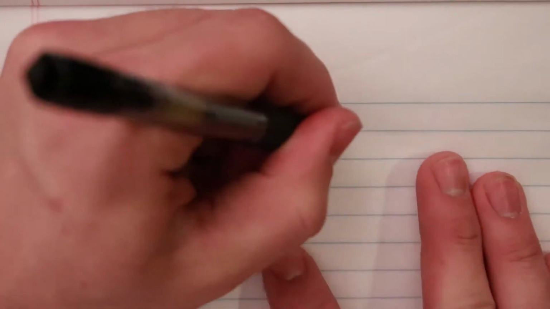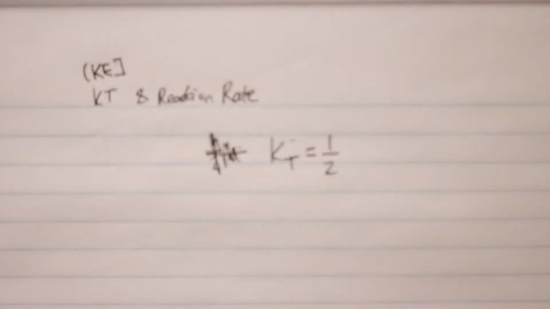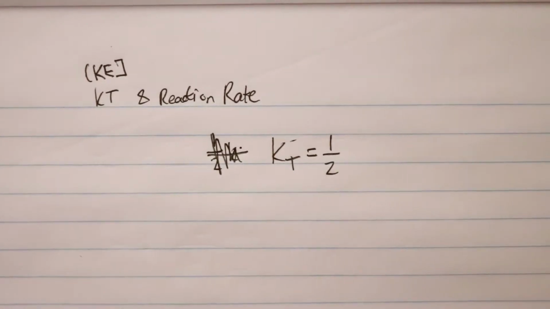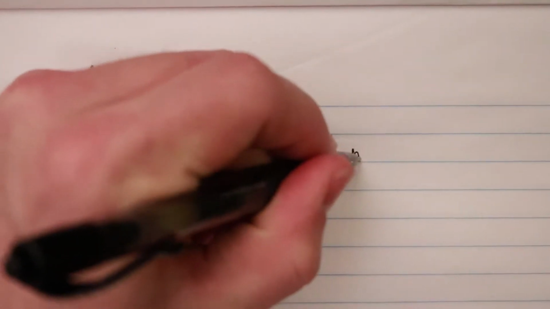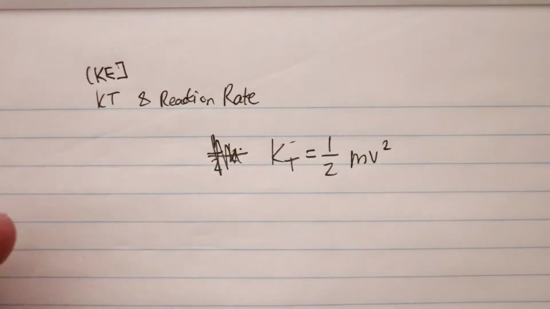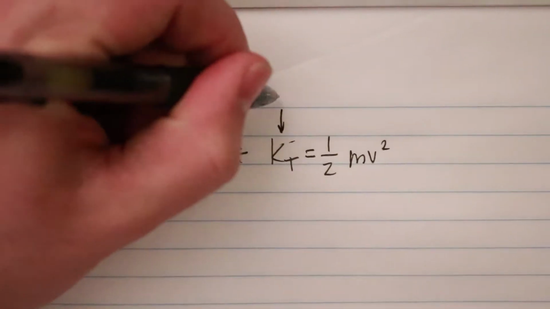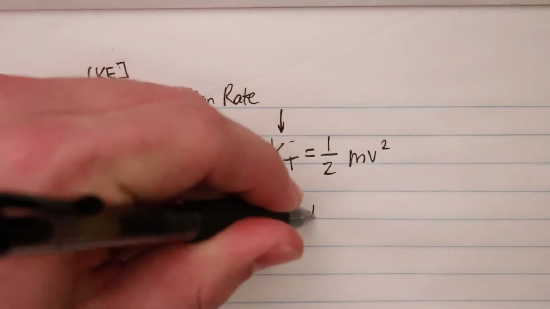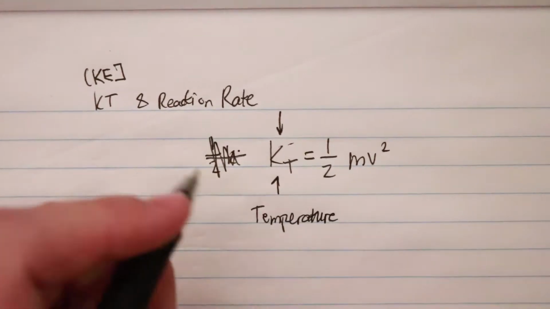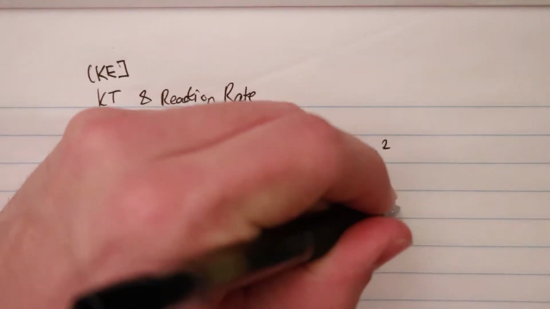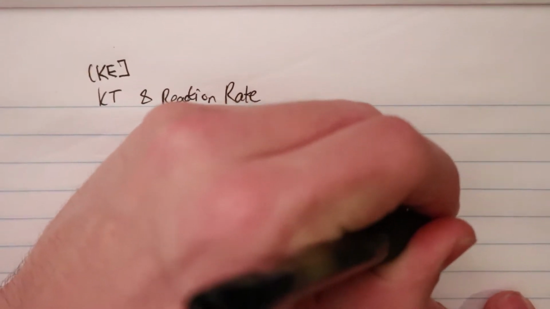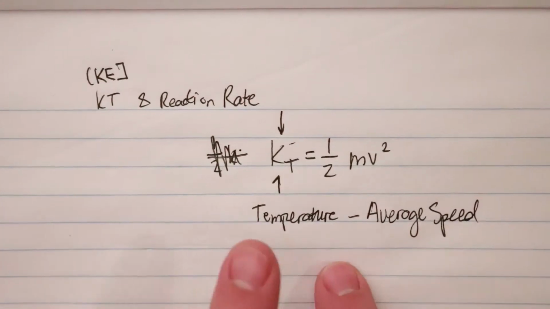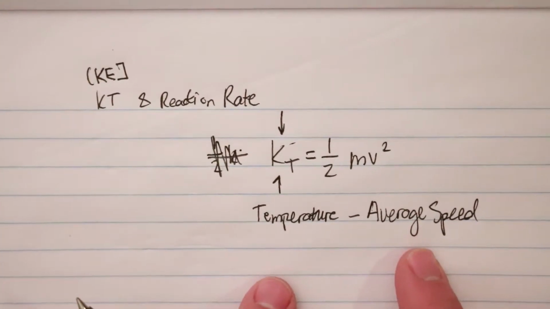So kinetic energy equals 1/2 mv squared. And the idea is that this kT also represents temperature. And because temperature is the average speed, that means not all the particles are moving this fast.